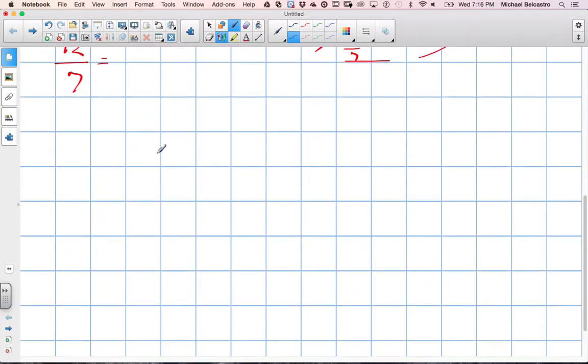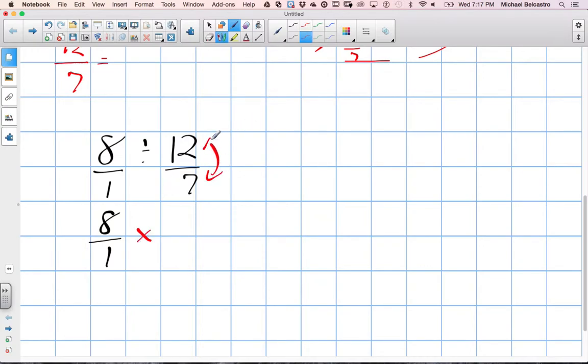So 8, so our first side, divided by 12 over 7. Well, think of 8 as a fraction itself, okay? It'd be 8 over 1. And when we divide fractions, we actually invert and multiply. I don't know if you remember that idea. We turn it to a multiplication, and we invert the second fraction, which becomes 7 over 12. So then we just multiply across the top by the top and the bottom by the bottom. 8 times 7 is 56 over 12. So whatever that is, our measurement of the one side.